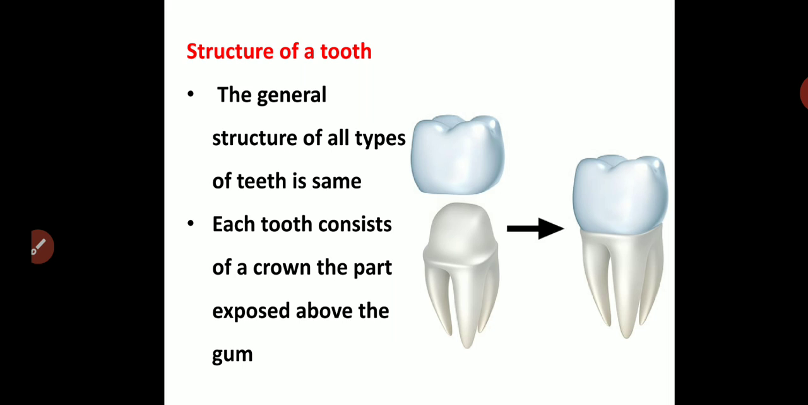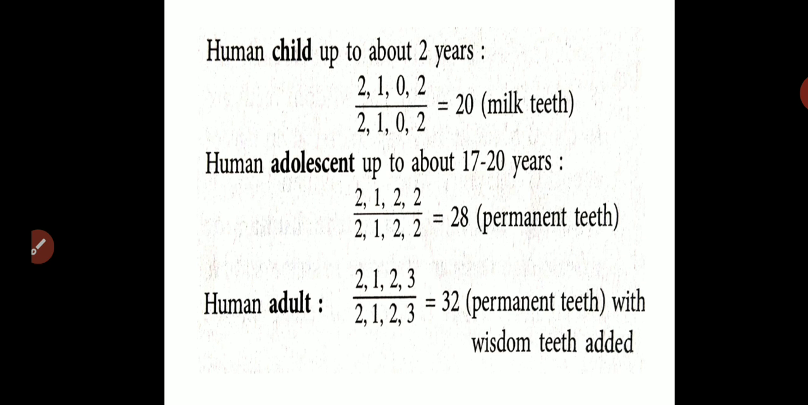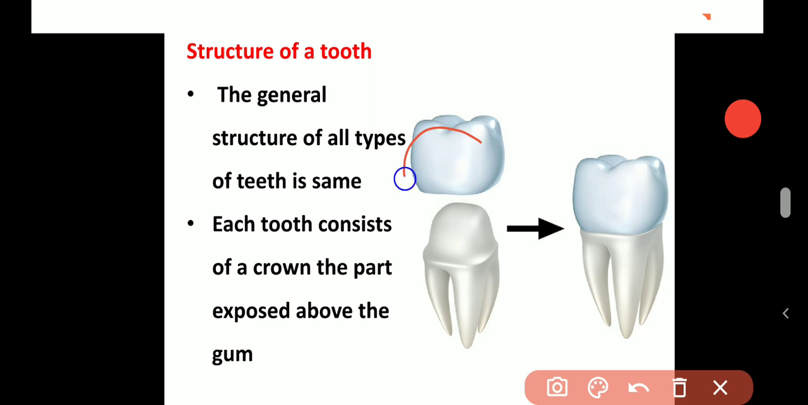Now coming to the structure of a tooth. The general structure of all the teeth is similar. Each tooth is differentiated into 3 parts, that is the root, neck and the crown. As you can see in the diagram, this is the crown, this is the neck region and this is the root region. So it has 3 parts, the crown, the neck and the root.